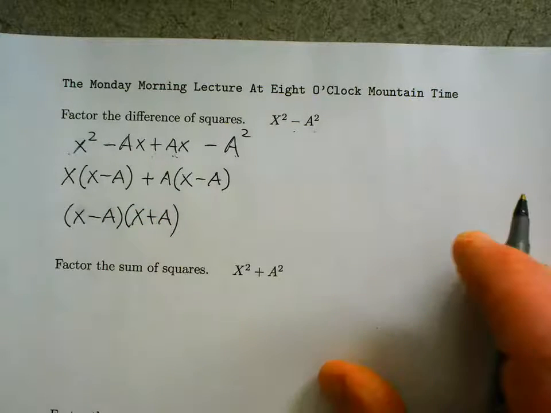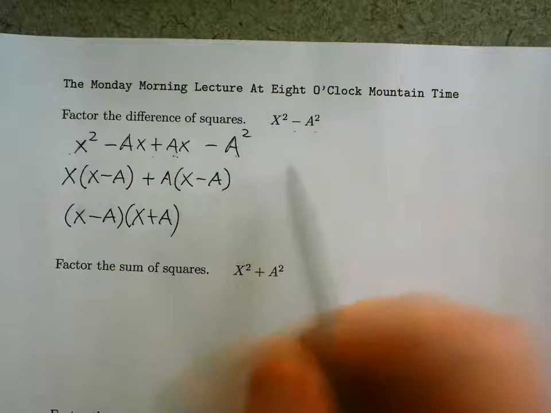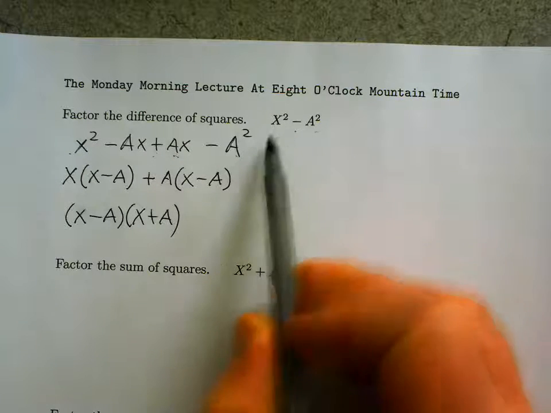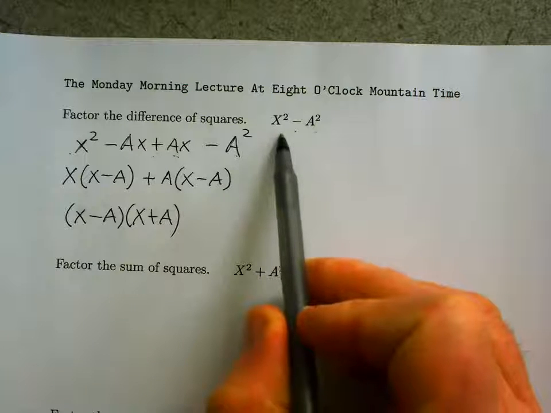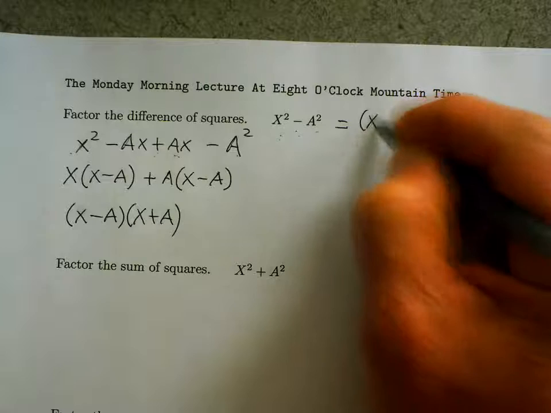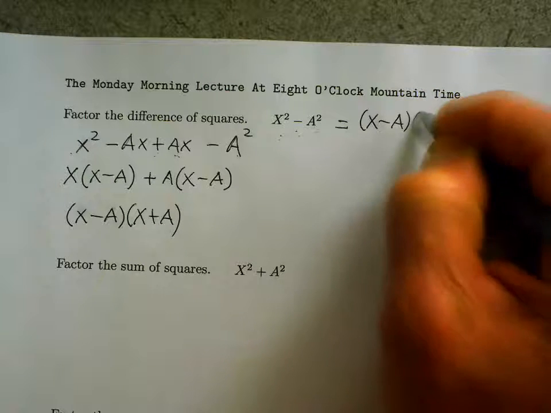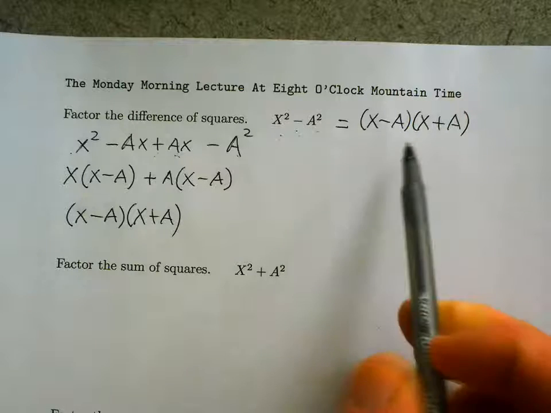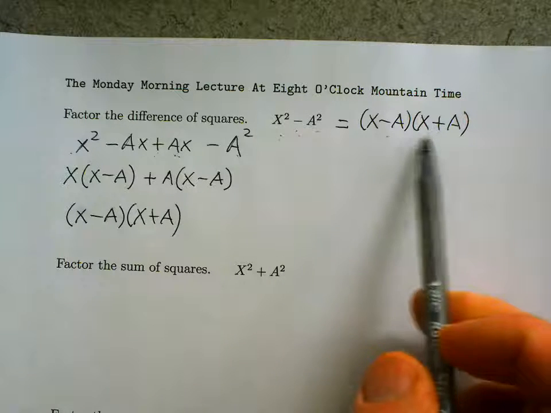So you can just remember how to factor a difference of squares by using this formula. If you have something of the form x to the second minus a to the second, then its two factors are x minus a and x plus a. You can always verify factoring by multiplying.